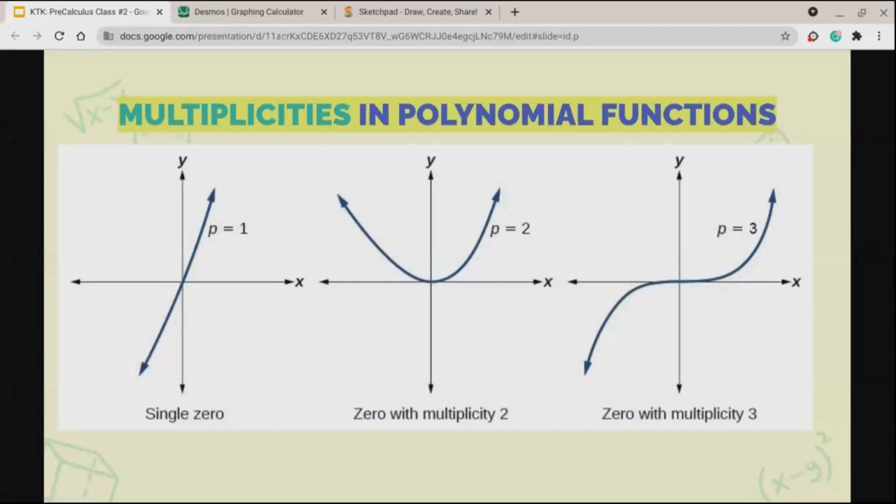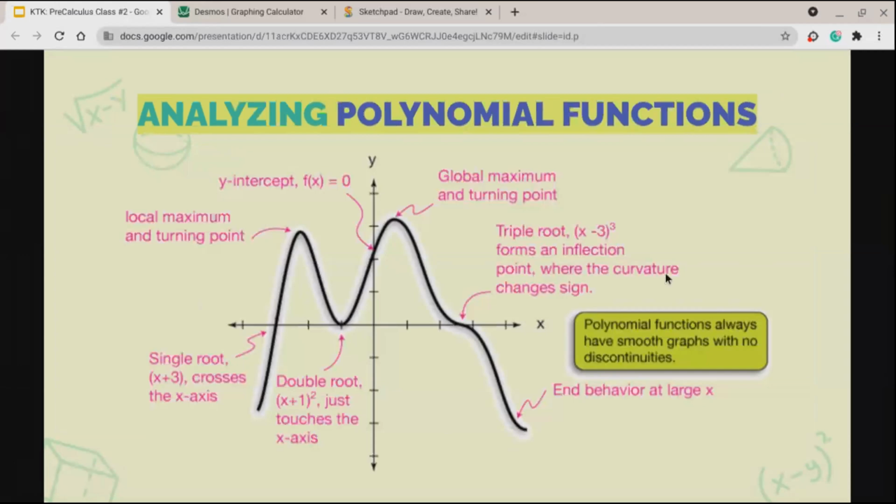So, multiplicities in polynomial functions: if it's got a single zero, that is multiplicity 1, or 0 with multiplicity 2, or 0 with multiplicity 3. An even multiplicity is called a tangent. This one would go through, this is a tangent line, and this is a change in concavity. This generally occurs with any odd value. The tangent generally occurs with any even value, and crossing occurs with anything with a multiplicity of 1.